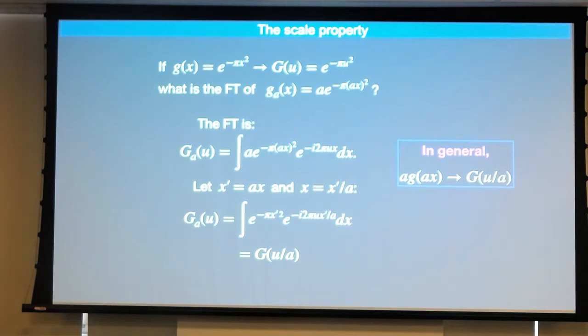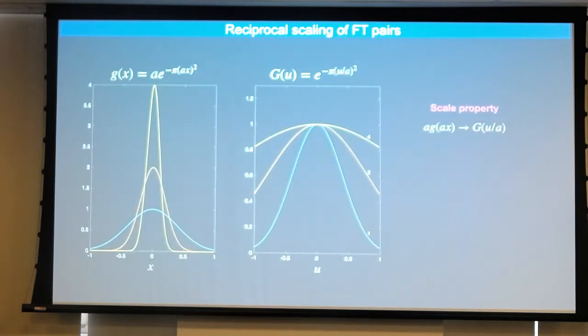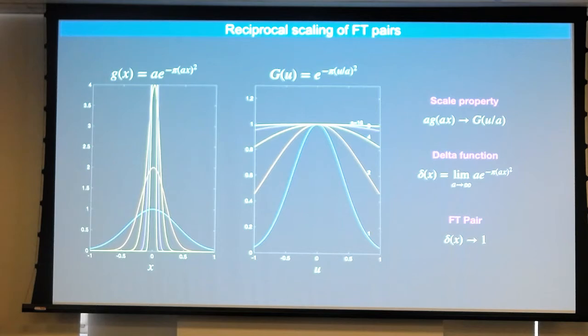And so this is the math for doing that. If you squeeze something and make it taller by a factor A, then you spread out the Fourier transform by a factor A. And so what happens is that as we make this narrower and narrower, the Fourier transform becomes flatter and flatter.